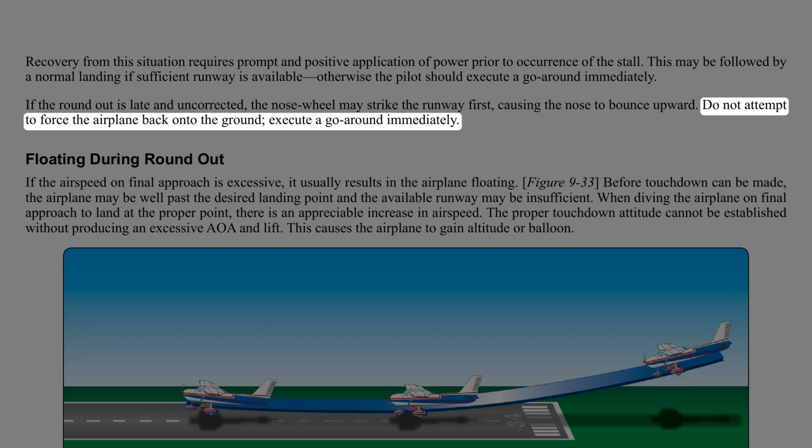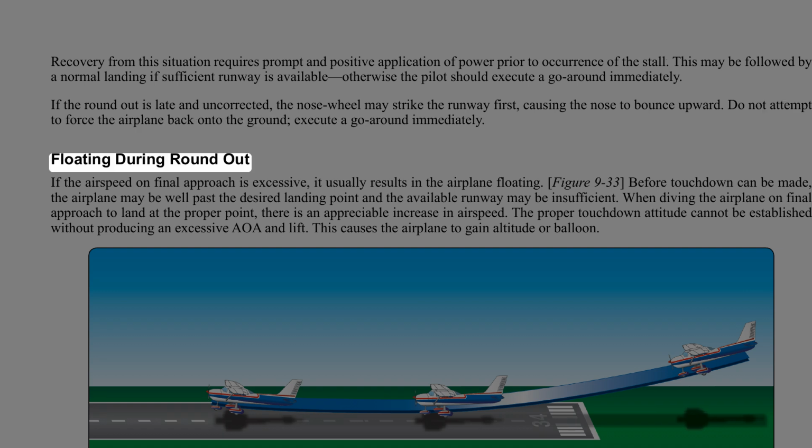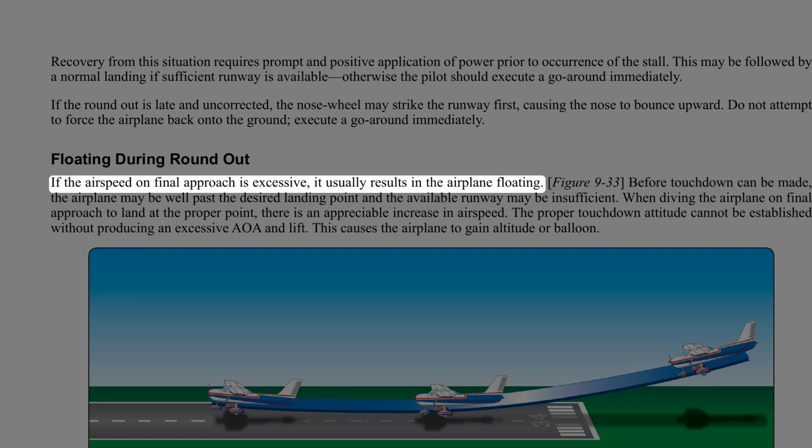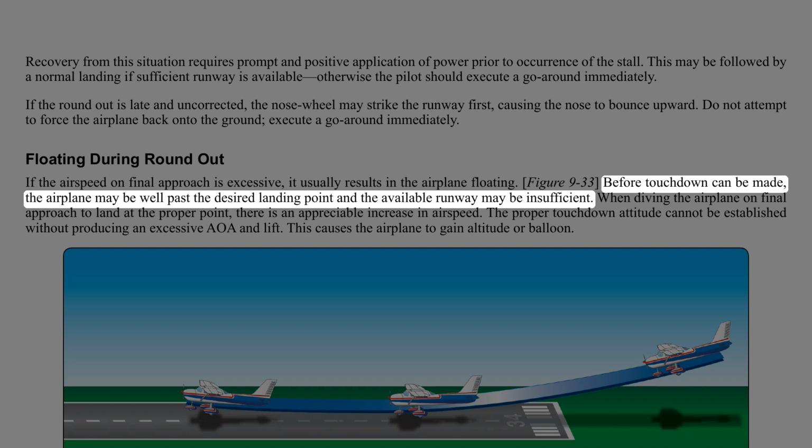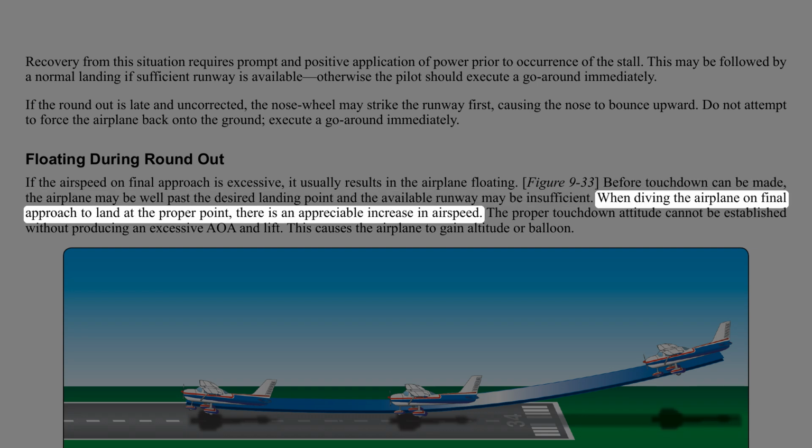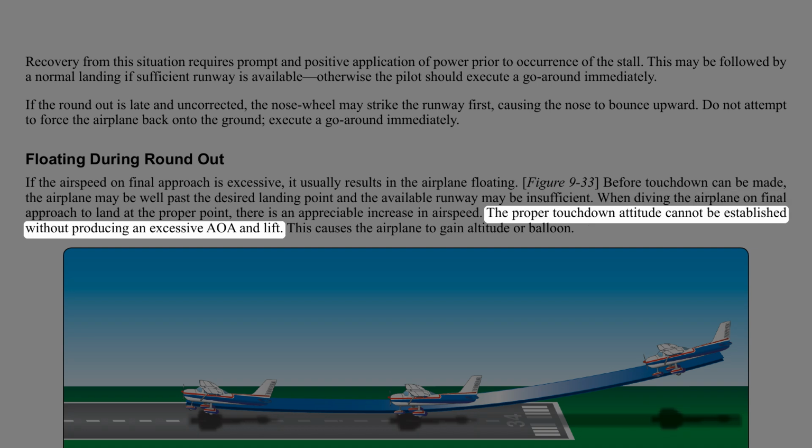Execute a go-around immediately. Floating during round out. If the airspeed on final approach is excessive, it usually results in the airplane floating. Before touchdown can be made, the airplane may be well past the desired landing point and the available runway may be insufficient. When diving the airplane on final approach to land at the proper point, there is an appreciable increase in airspeed.